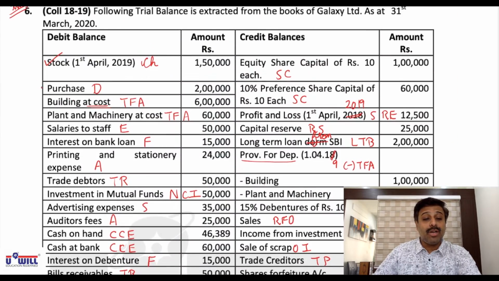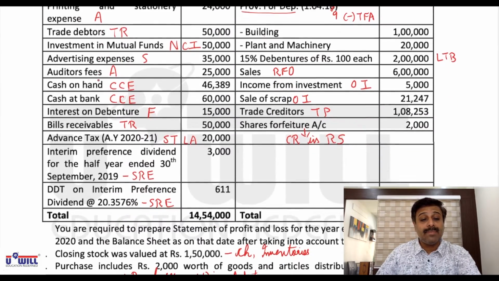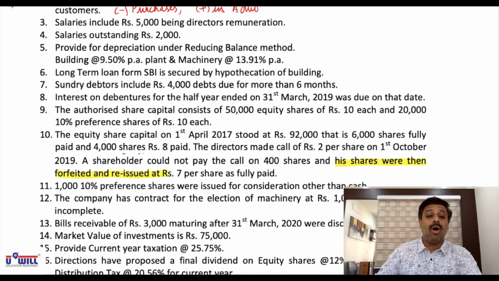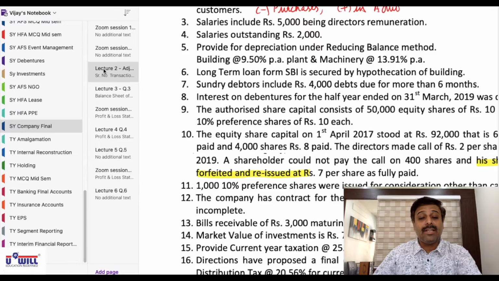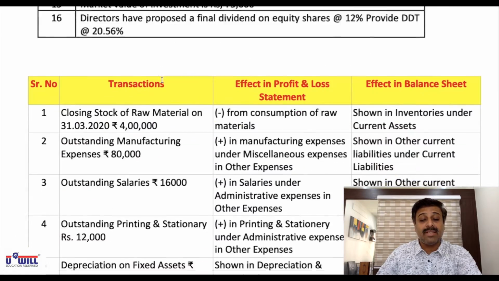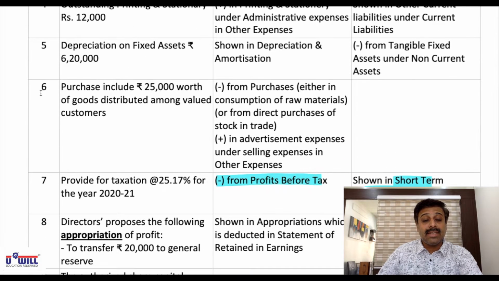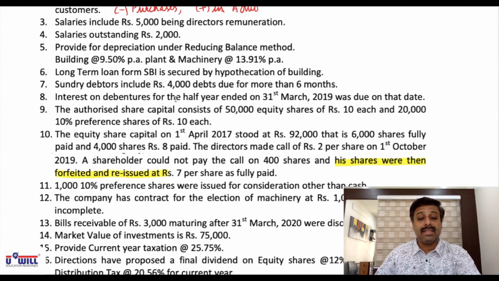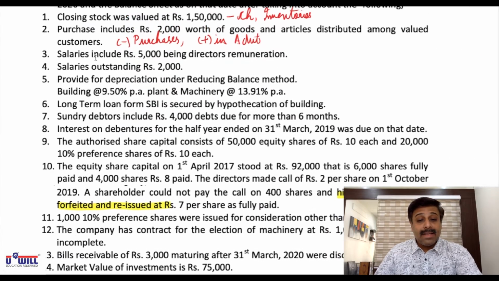So you can put a tick on purchase, from there we have to minus, and you can also put a tick on advertising expense, there we have to add. All this we discussed in lecture 2 of adjustments. If you all remember, all the adjustment effects we have discussed. Here you can see this sixth adjustment we discussed in the earlier lecture: purchase includes goods distributed to customers, minus from purchases and plus in advertisement. So all these adjustments have already been discussed in past sessions.